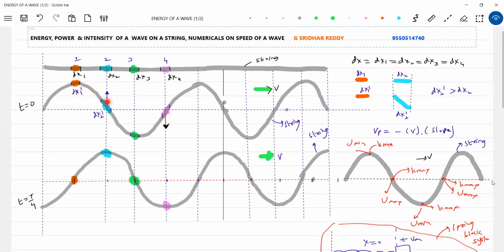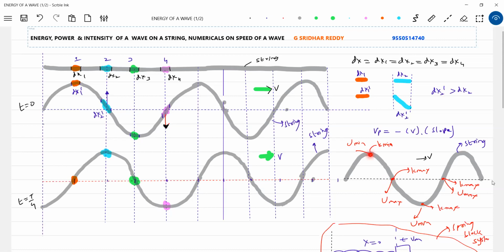And that energy will not be confined to one point. It will flow. So this element will give to this element, this element will give to this element. Like that, there will be a flow of energy in the forward direction. So what is the conclusion we can make now? Elements which are at extreme will have zero potential, zero kinetic energy. Instead of minimum, I should write zero here. Got it? And the points which are at mean position have maximum potential and kinetic energy.